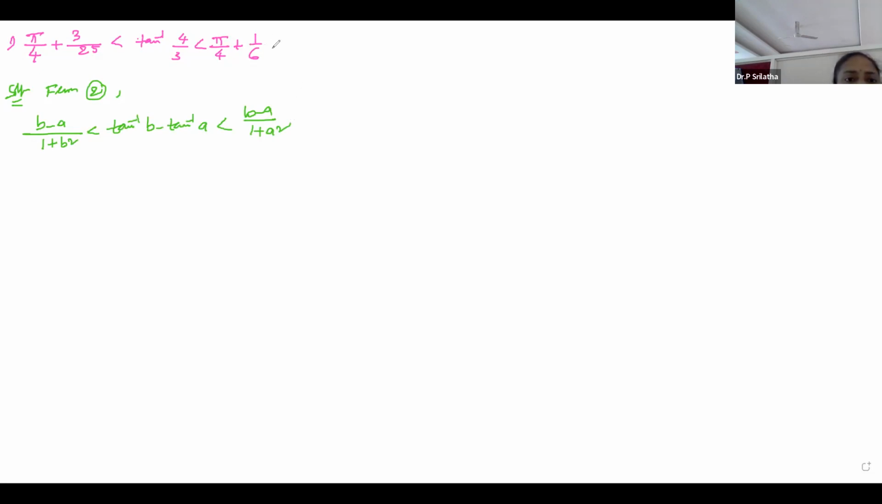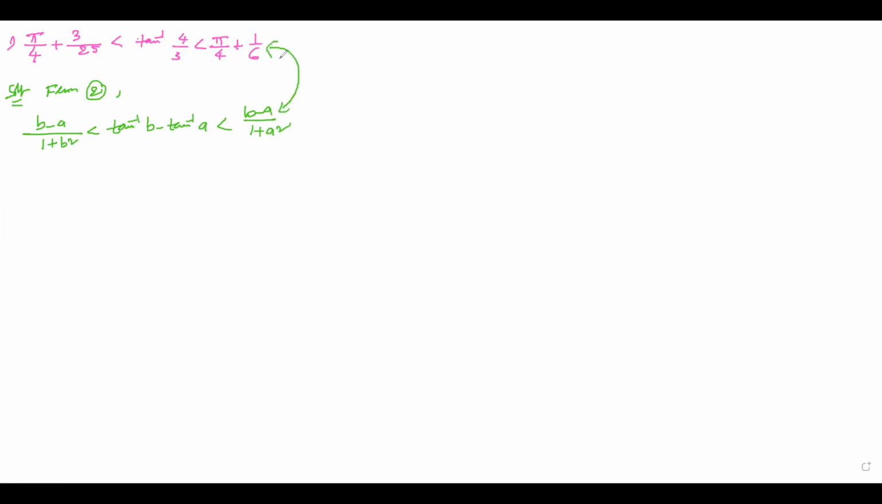So compare this deduction with this statement. Now tell me, what is the B value and what is the A value? Already someone has told. What is the A value and what is the B value? B is 4 by 3, A is 1. How can you say? Roll number 12, how are you saying that? Yes, tell me.